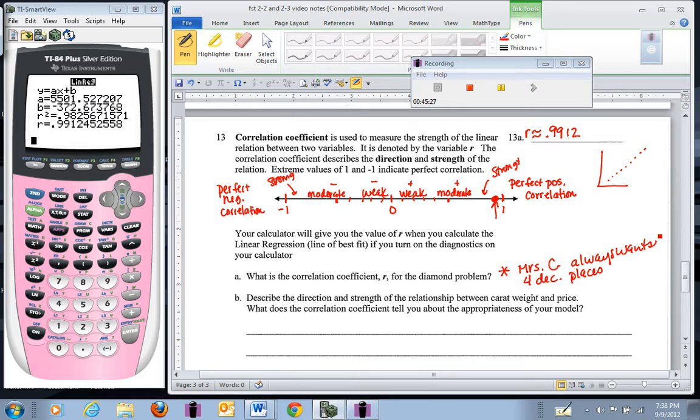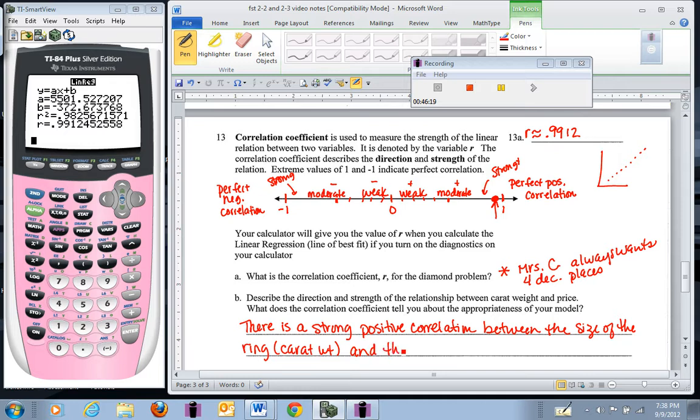Okay? All right. So to describe then the direction and the strength of the relationship between the carat weight and the price, we would say there is a strong positive correlation between the size of the ring, well, I should say the carat weight, and the value.